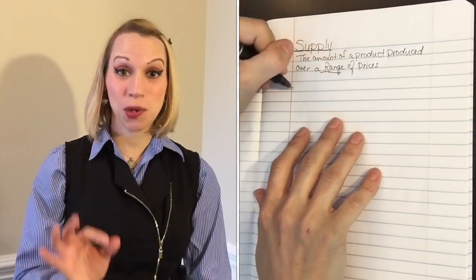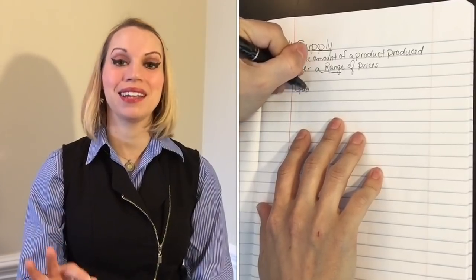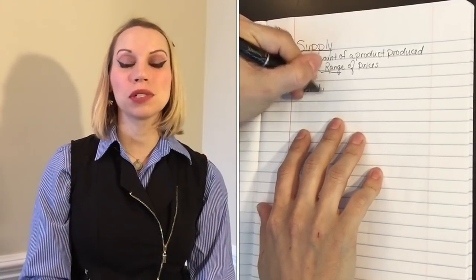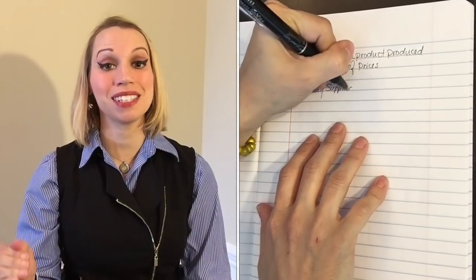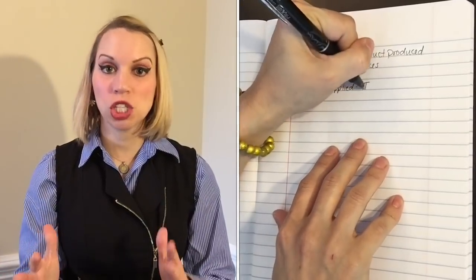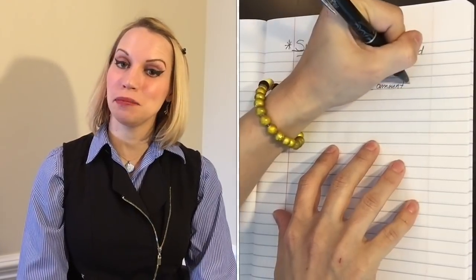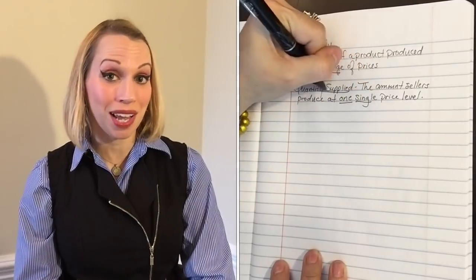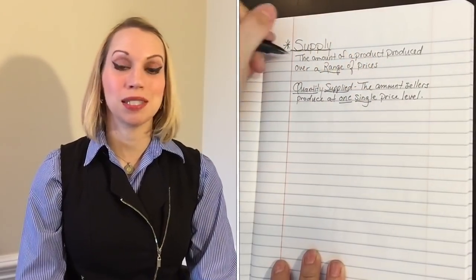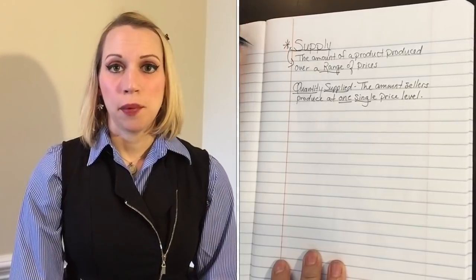When we talk about the quantity supplied of a product, that's when we're talking about the amount that's being made and produced at one specific price level. So just like there was a distinction between demand and quantity demanded, there's the exact same distinction between supply and quantity supplied. So let's use an example with numbers.